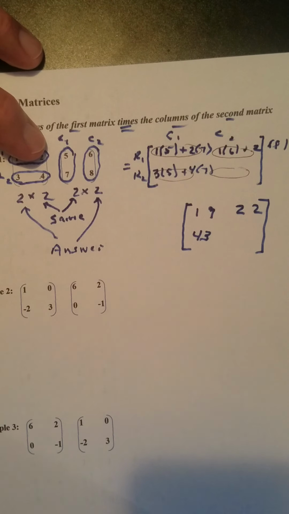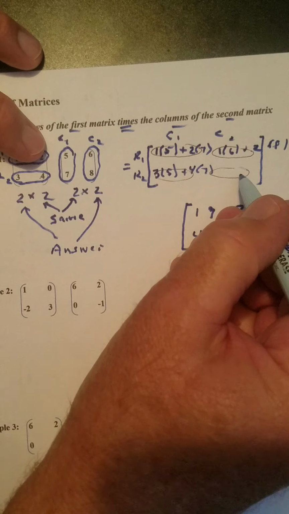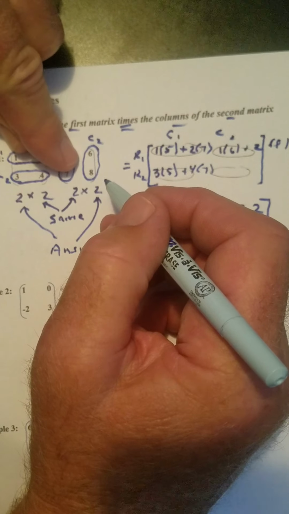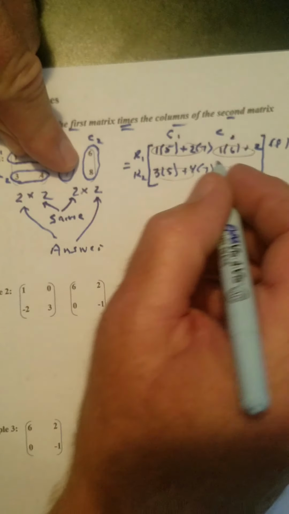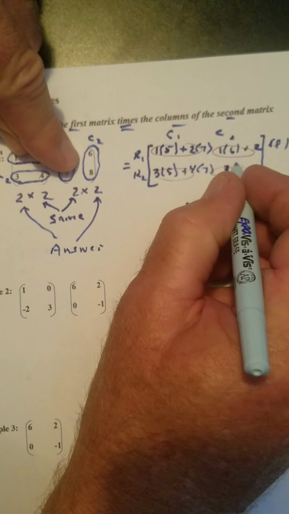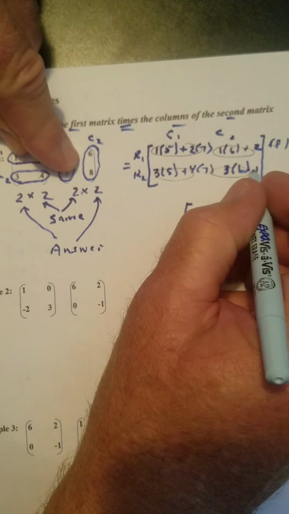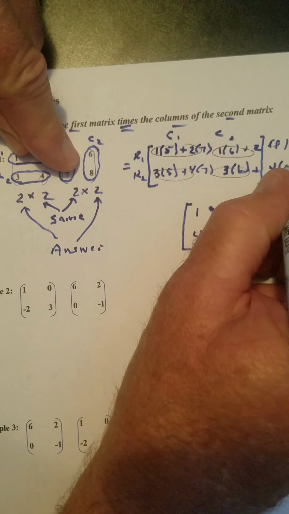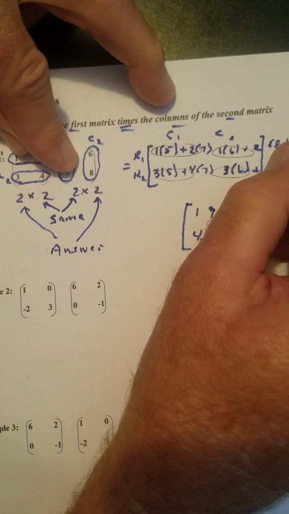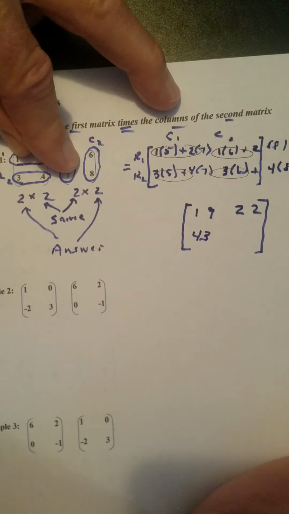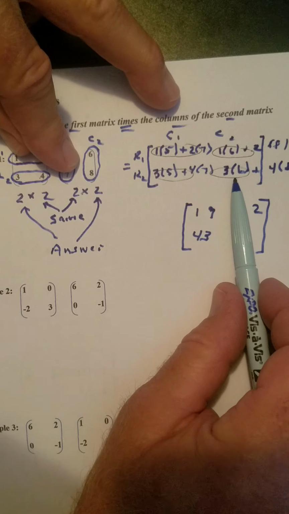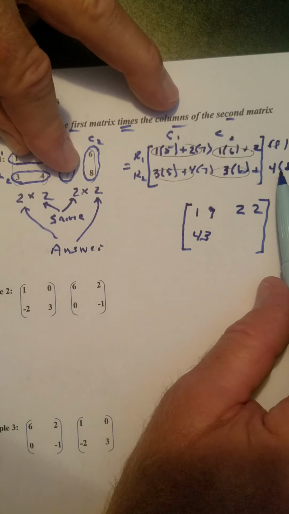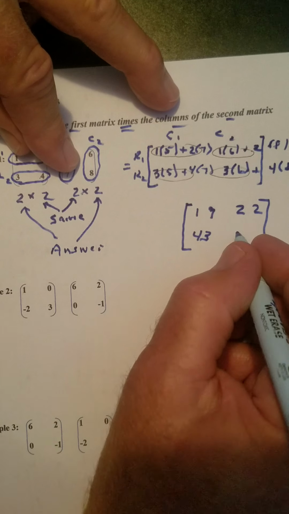And then the last entry, I'm going to take row 2. This is row 2, column 2. So over here I'm going to take row 2 times column 2. So I got 3 times 6 plus 4 times 8. Should have had my bracket way out in here instead of there. 3 times 6 is 18. 4 times 8 is 32. 18 and 32 is 50.